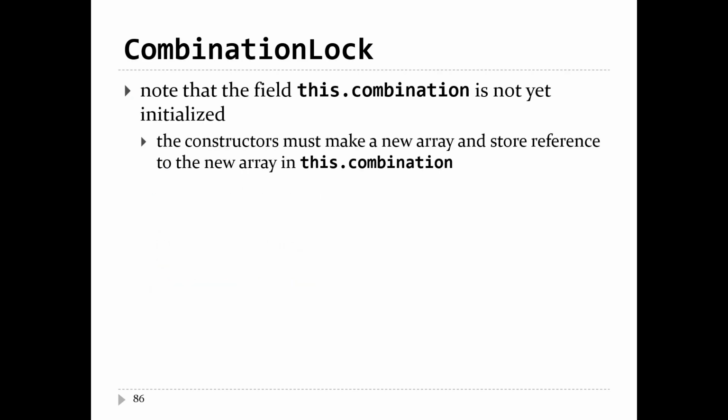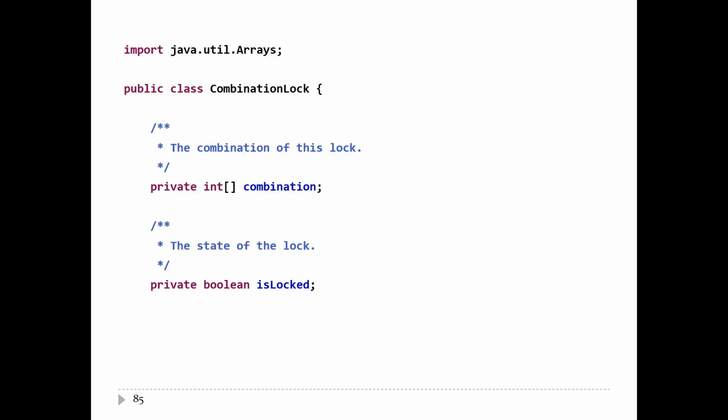Now remember, when you have a field that's an array, like combination, all that means is that you have a field that can store a reference to an array. It does not mean you have an array yet. So the constructor must make the array and assign it to combination.